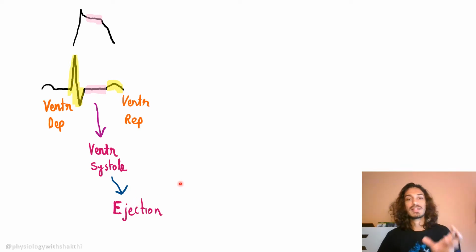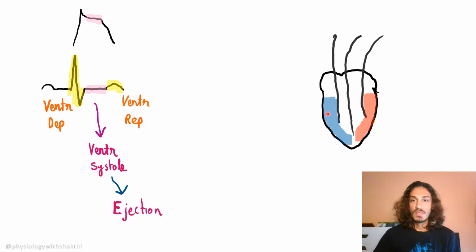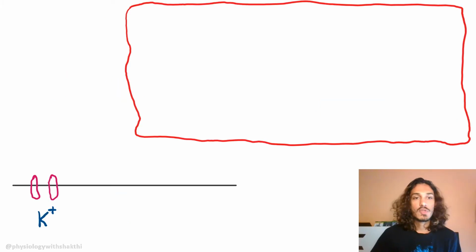Any abnormalities with this part will tell us that there is an ejection problem, that the stroke volume is not enough. Now we'll come to understanding what happens to the blood that is there.